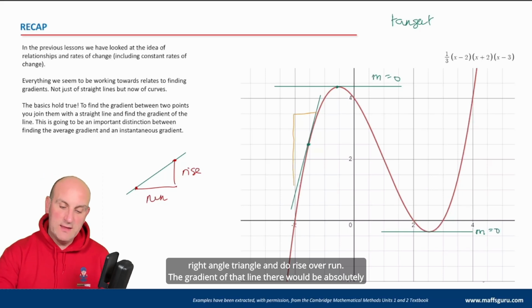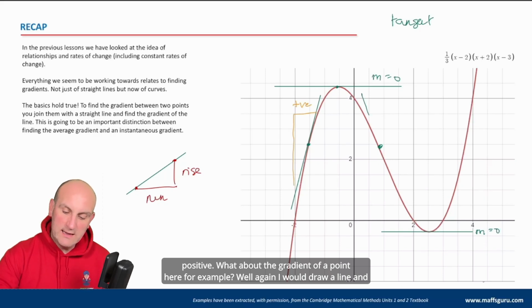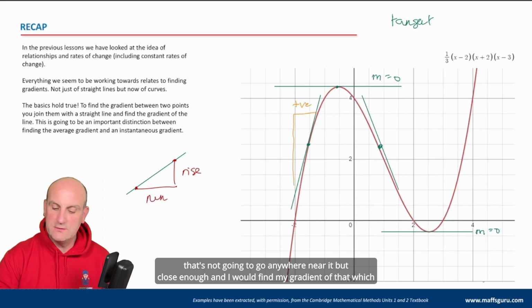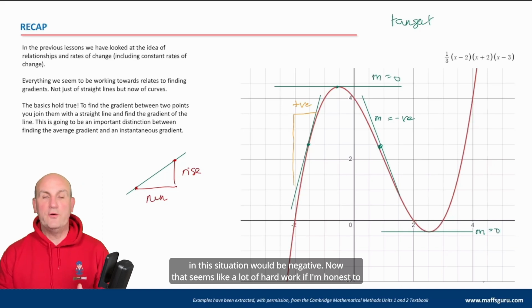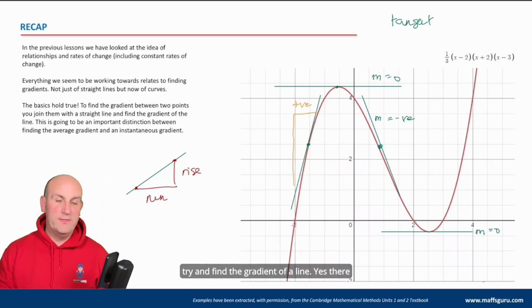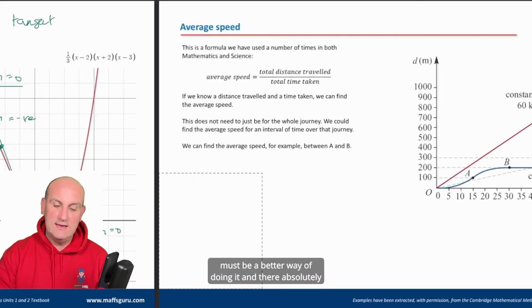The gradient of that line there would be positive. What about the gradient at a point here, for example? Again, I would draw a line, and that's not going to go anywhere near it, but close enough, and I would find my gradient of that, which in this situation would be negative. Now that seems like a lot of hard work, if I'm honest, to try and find the gradient of a line. There must be a better way of doing it, and there absolutely is.